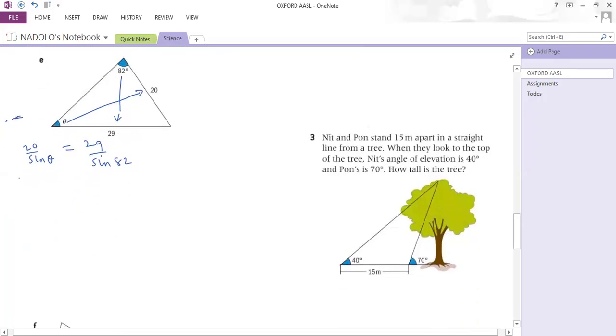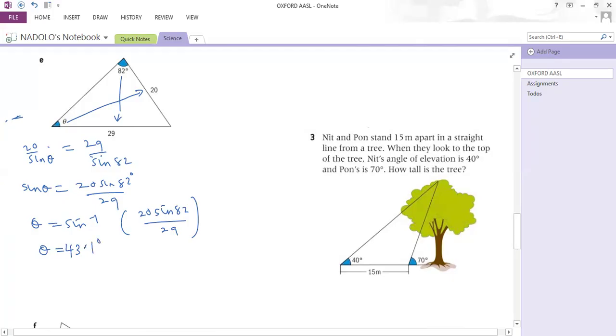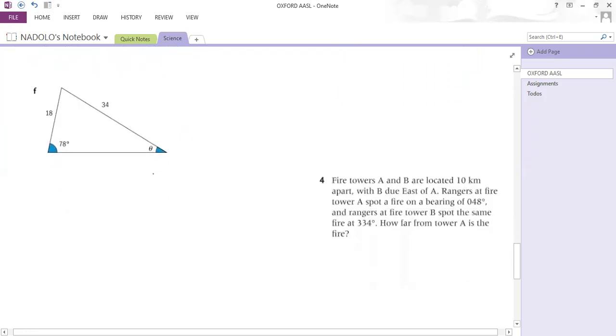Okay, for you to get sine theta, you have to multiply, so you multiply 20 and sine 82, and then divide by 29. And to obtain theta, you're going to do sine inverse of 20 sine 82 by 29. And if you do this, you will obtain your answer as 43.1 degrees using the GDC.